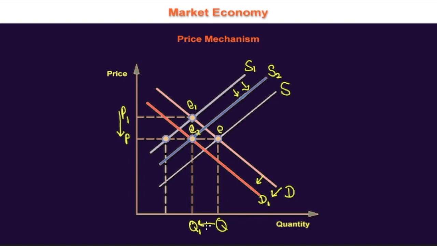So these are the three effects or three functions of price mechanism. You can see the signaling function, the incentive function, and rationing function. And if you were to depict this in a diagram, this would be the result.